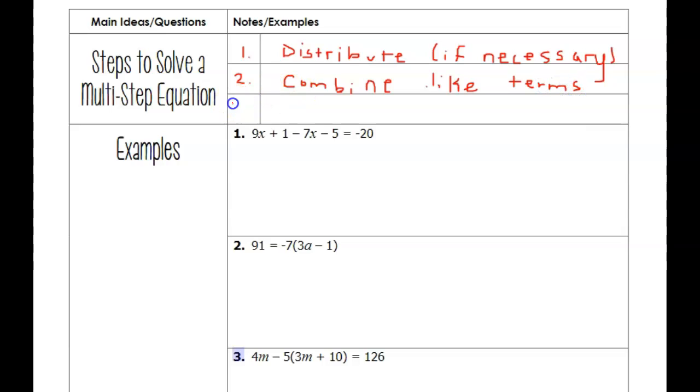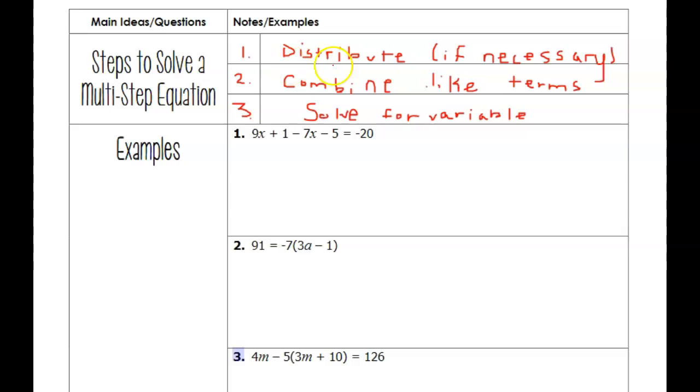The last thing we want to do is solve for the variable. So we're distributing if necessary, we're going to combine like terms, and then we're going to solve for the variable. Let's look at example number 1. Again, as questions come up, you can write them over here and then drop it in the chat if you're an e-learner as well. Number 1, they give us 9x plus 1 minus 7x minus 5 equals negative 20.